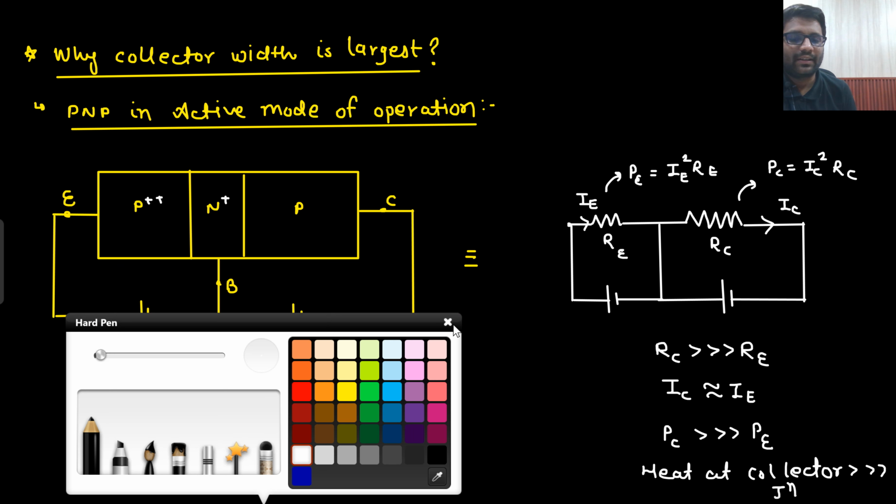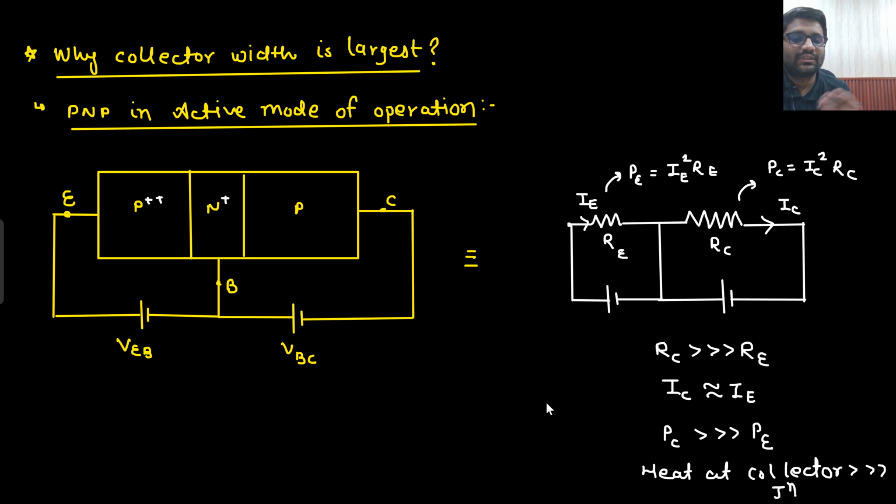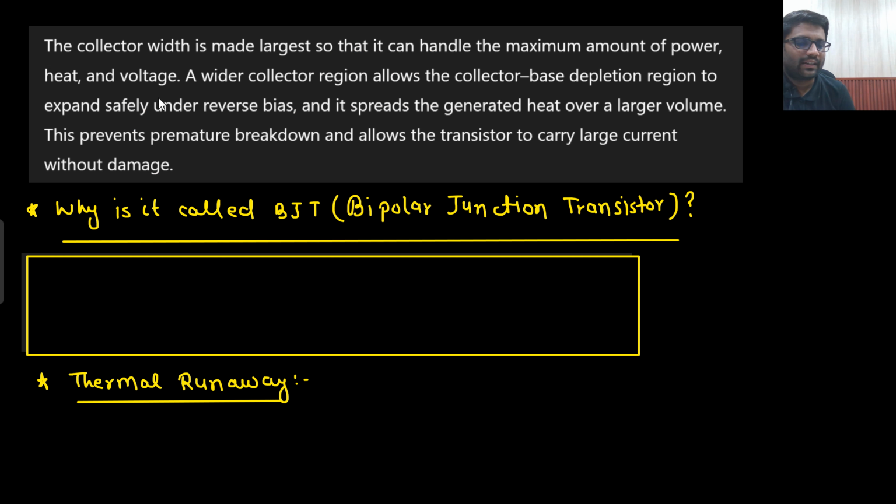So did you understand why the width of the collector region is more than the width of the emitter region? This has been written here. The collector width is largest so that it can handle the maximum amount of power, heat and voltage. A wider collector region allows the collector-base depletion region to expand safely under reverse bias.